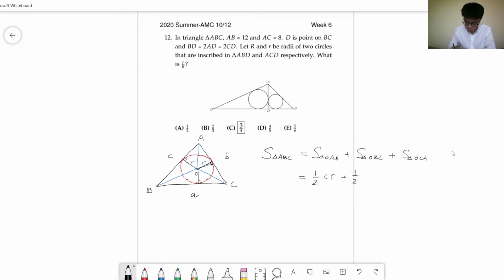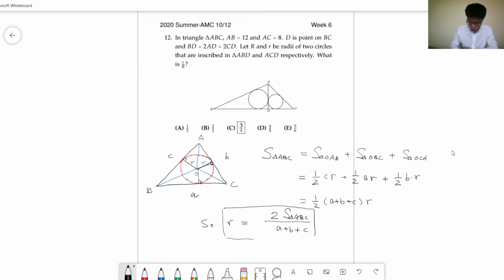OBC. BC is the base and the radius is the height. So that's 1/2 A times R. For OCA, the base is AC, which is B, and the height is R. So we have this formula, 1/2 of A plus B plus C times R. So the radius of the incircle is twice the area of triangle ABC divided by the perimeter A plus B plus C. Okay, so let's record this formula. And then we apply this to our problem here.